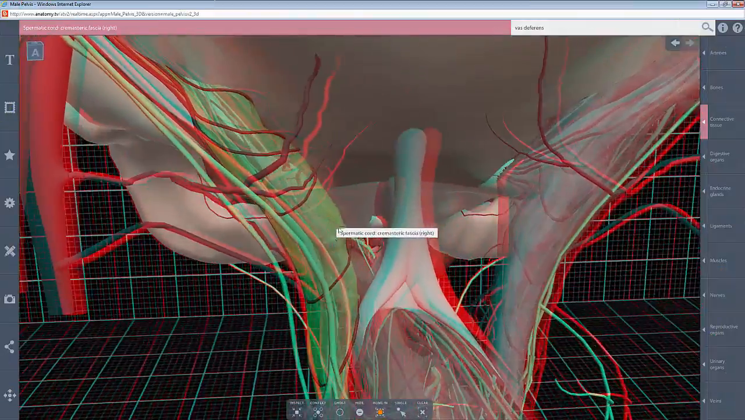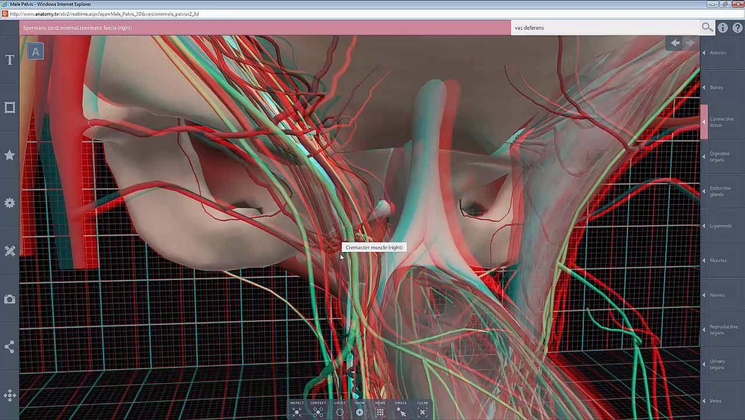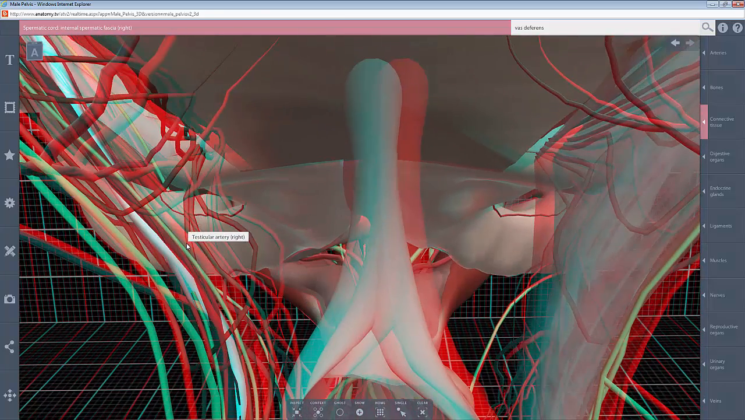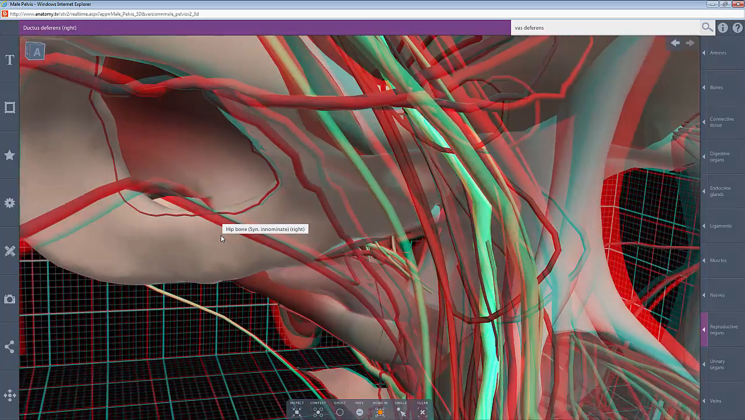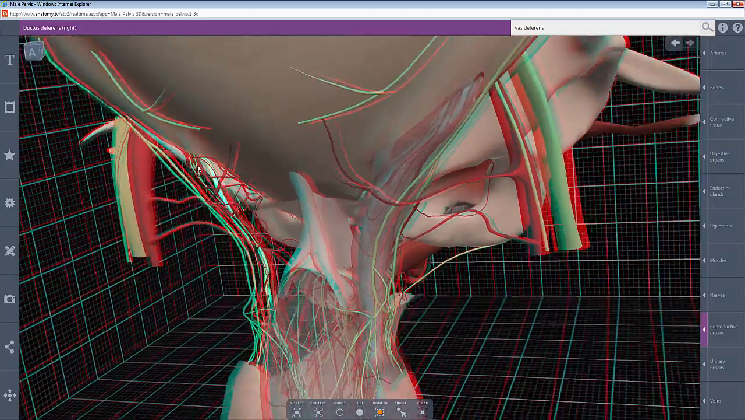Now highlighted is the cremasteric fascia, which we know is an extension of the internal oblique fascia. And now, as I have deselected all of those items, we can actually see the testicular artery and the ductus deferens, aka the vas deferens.